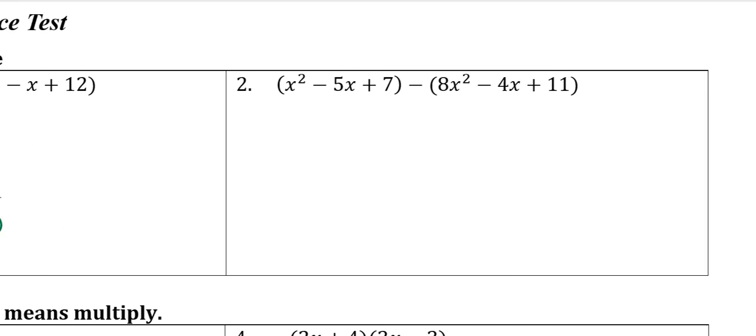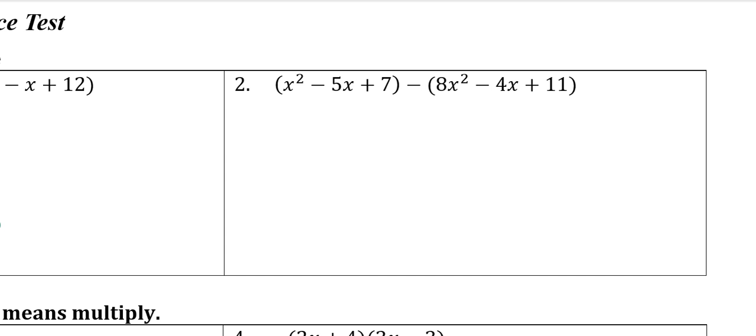Sliding over to the second one. Similar type of thing. We are doing subtraction though. We have our x squared column, our x's, and our number column again. I have 1x squared minus 5x plus 7. This one is subtraction, subtracting 8x squared minus 4x plus 11.